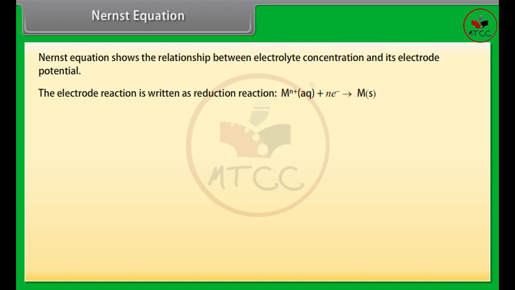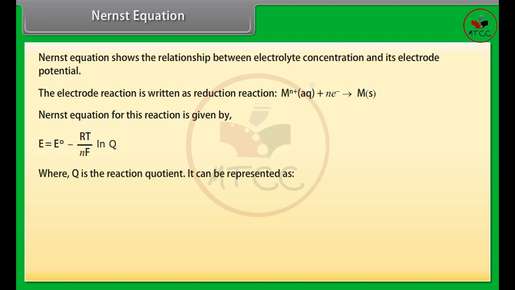The electrode reaction is written as a reduction reaction. Nernst equation for this reaction is given by E is equal to E naught minus RT upon nF multiplied by natural log of Q, where Q is the reaction quotient. It can be represented by M upon M ion. Put the value of Q in the above equation.